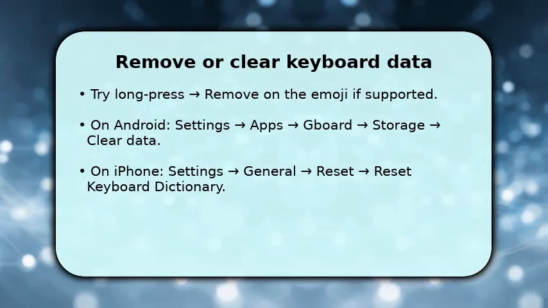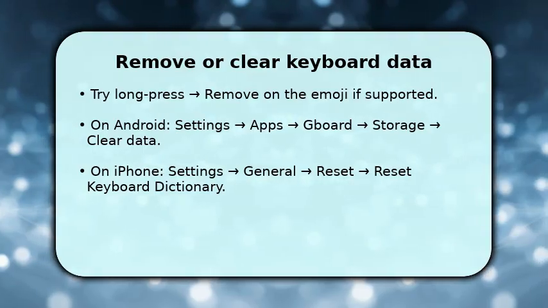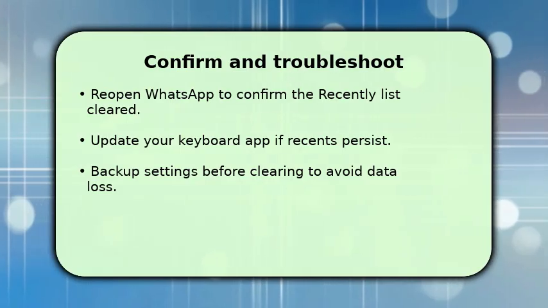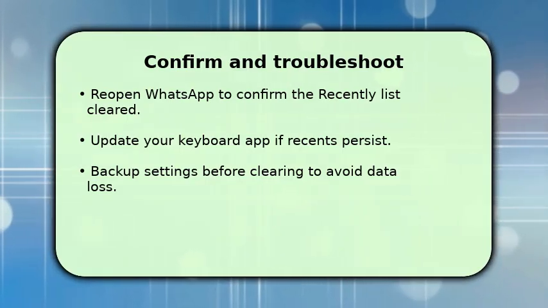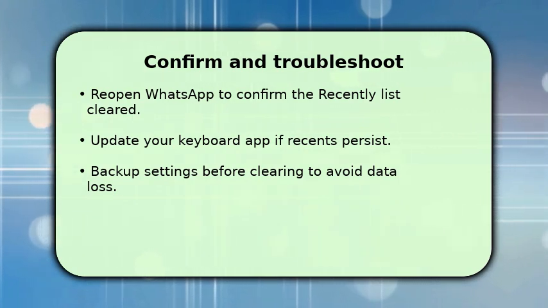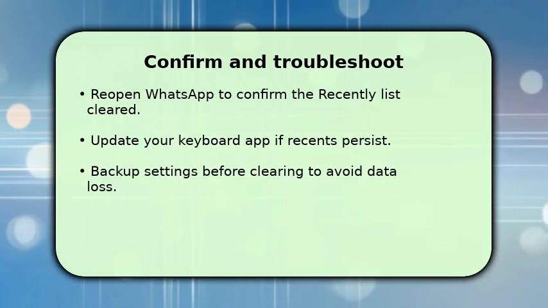Make sure you're in the final step. Verify the cleanup. Reopen a chat and view the emoji keyboard. Confirm the recently section is cleared. If you still see old items, update the keyboard app from the Play Store or App Store and reboot your phone, then repeat the clear action.